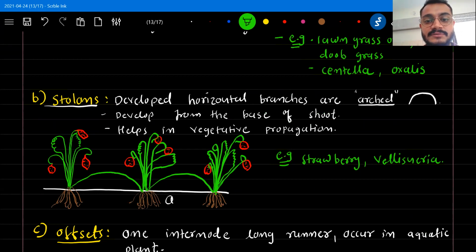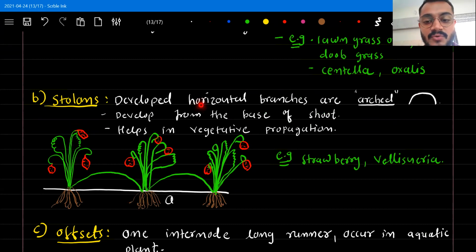Stolon, the best example of that stolon is the strawberry plant. This is what I have drawn here, this strawberry plant. All those red you can see is the strawberry. These are the strawberries, and this is the strawberry plant. Now in that strawberry plant, what will happen?